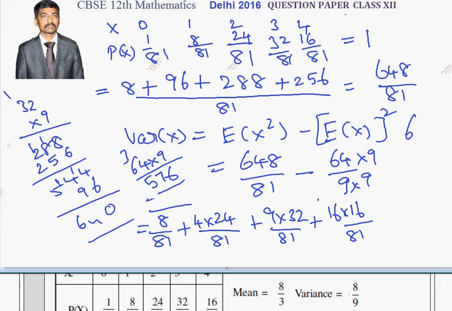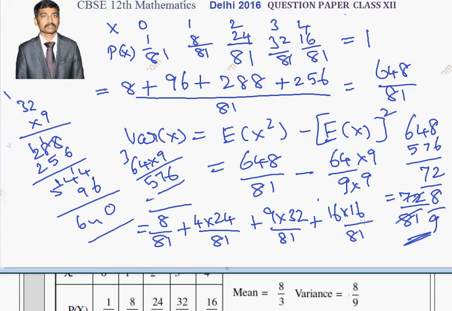So from 648 I have to subtract 576. So 72, that's all. So 72 by 81. If I cancel with the 9 table, I'll get 8 by 9. So the variance is 8 by 9. Mean is 8 by 3 and variance is 8 by 9.